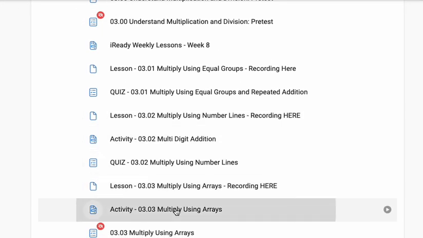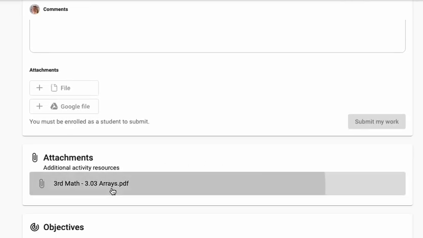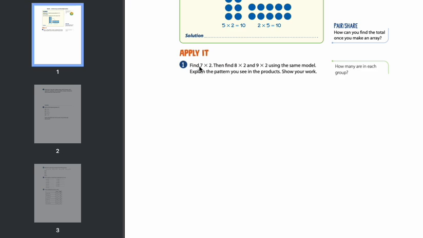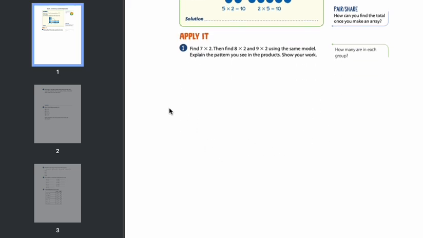Because I did not give you a quiz. I gave you a handout instead. So let's look at the handout because this is below. So it says using an array. You are going to first find 7 times 2, then find 8 times 2, and then do 9 times 2 using the same model. Explain the pattern you see. So right here, here's 7 times 2, then you're going to do 8 times 2 and 9 times 2. What do you notice? You're going to draw a picture for this one.